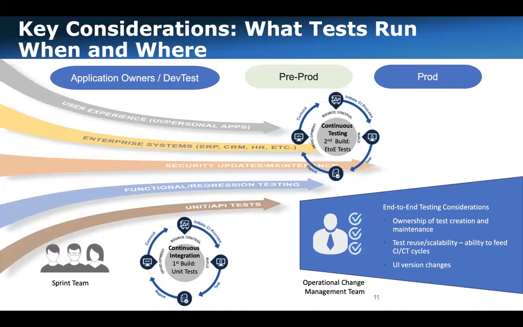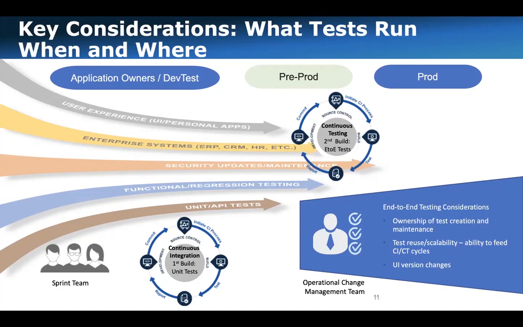So, in consideration of what to run in your tests, on the left side you've got sprint teams, and those are developers doing work. They're going to start doing continuous integration, the first build. They do their unit level and API tests. These may not actually be deployed with the database in the back end. Then we layer in our functional regression tests, which implies we've deployed the application. So we've got our second build in place where we're doing continuous testing.